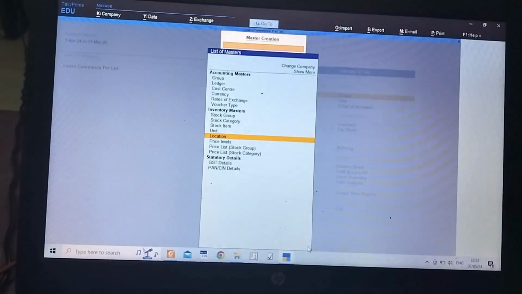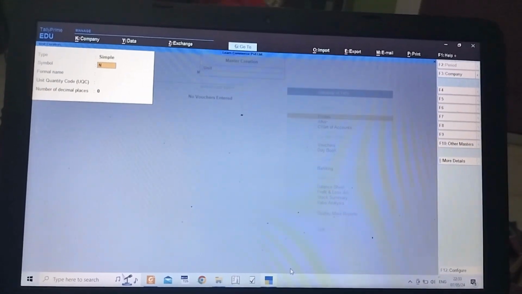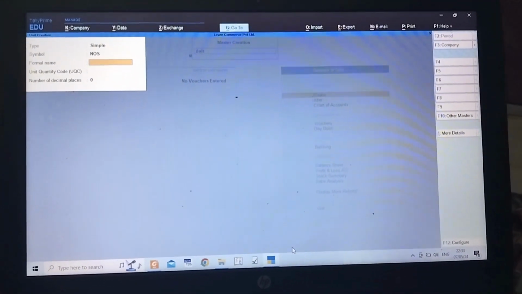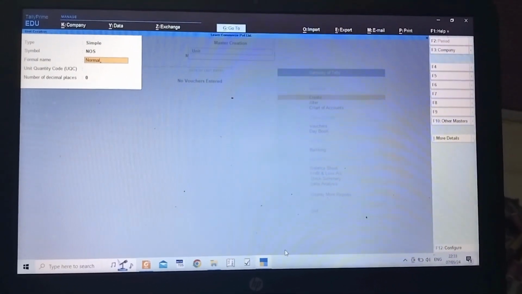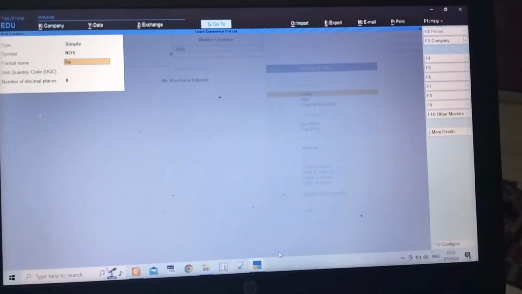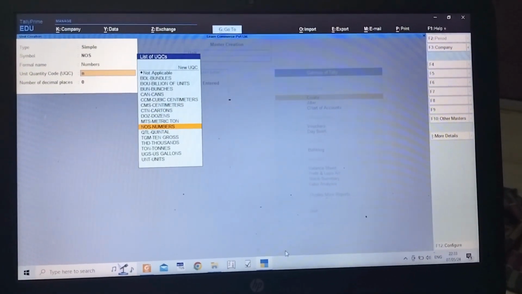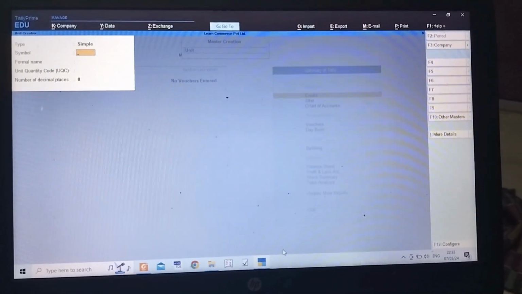Now let's move to the next concept, creation of unit. I'll create just one to show you: numbers. And as per rule of GST you have to mention UQC, unique quantity code, on tax invoice. So it is required to create in Tally as well. From here you select this one, then 2 places of decimal I am selecting, and one more I'll create.